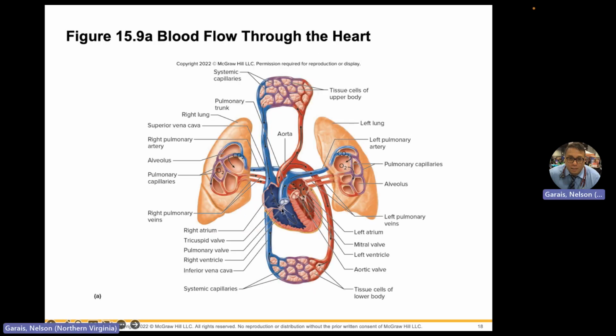You can see here, these are your AV valves here and here. They're called AV valves because they're in between your atrium and your ventricle. On the left side, it's called your bicuspid, also known as your mitral valve. And here on the right side, that's your tricuspid. And those are the AV valves. The aforementioned ones are here; those are your semilunar valves. So there are 4 valves to this heart, 4 chambers to this heart.